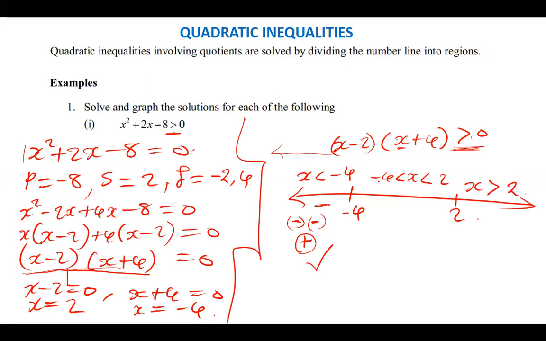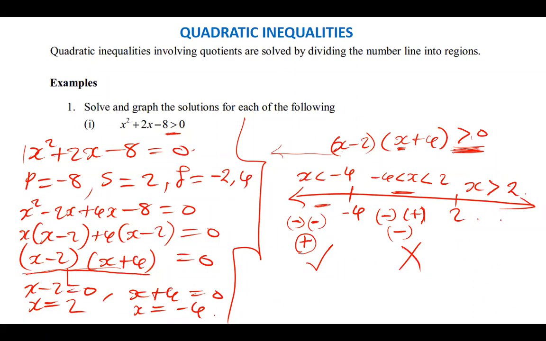Let's get any number that is between -4 and 2. So we're testing this region now. Between -4 and 2, we can even get a 0. When we put 0 there, we have 0 minus 2, the answer will be -2. So I'll just write negative there. When you put a 0 there again, we have 0 plus 4, that will just give us +4. I'll just write positive there. So positive times negative, the answer is negative. Is a negative number greater than 0? The answer is no. So this region has been rejected.